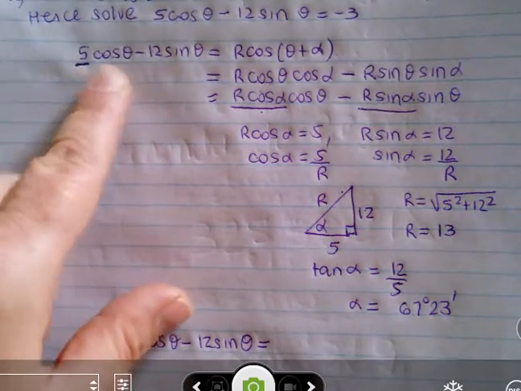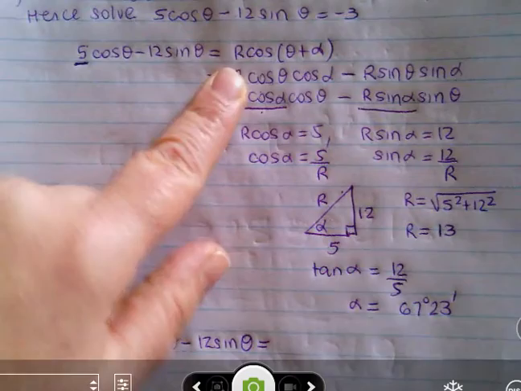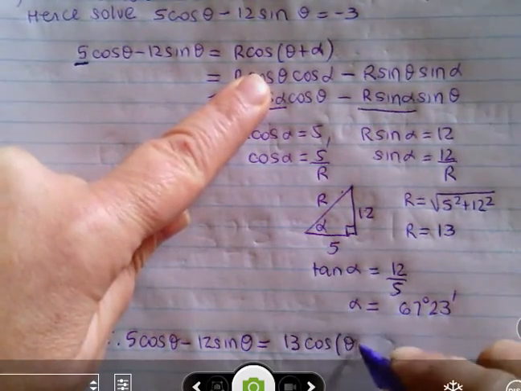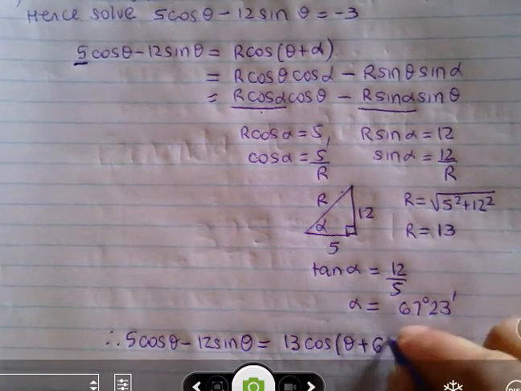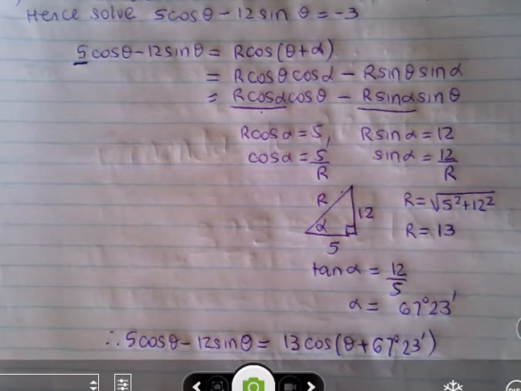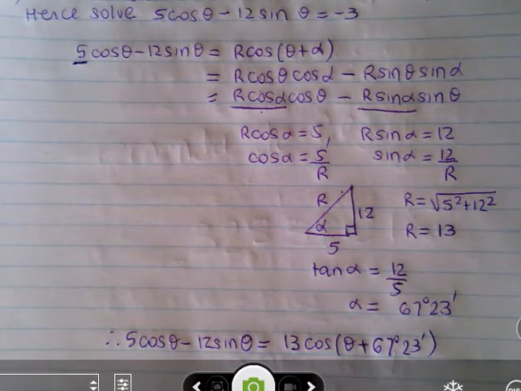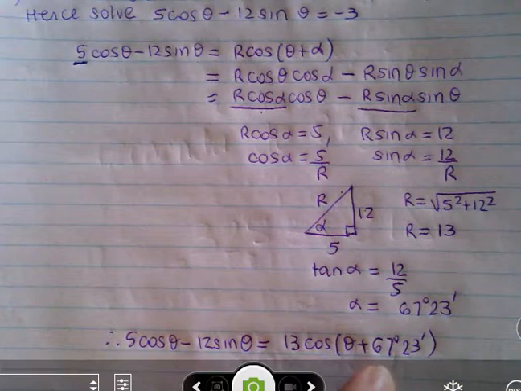So now I have to write 5 cos theta minus 12 sine theta in the form r cos of theta plus alpha. What's r? 13 cos of theta plus, what do I write? 67 degrees, 23 minutes. So now, instead of having an expression in terms of cos and sine, I've got just cos. And this alpha is my auxiliary angle. Auxiliary means other angle. All right?